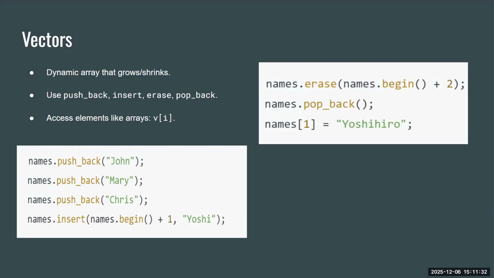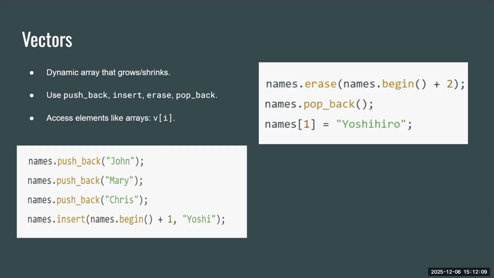And then we insert a new name, Yoshi, at the second position. We're doing this using the insert method, and the name Yoshi would be placed at the index that is specified over there. names.begin returns an iterator pointing to the first element, which is John here, and adding one moves it to the second element's position, right before Mary. So inserting at begin plus one would place Yoshi between John and Mary.